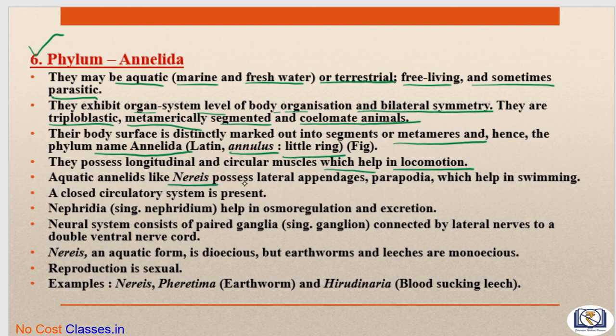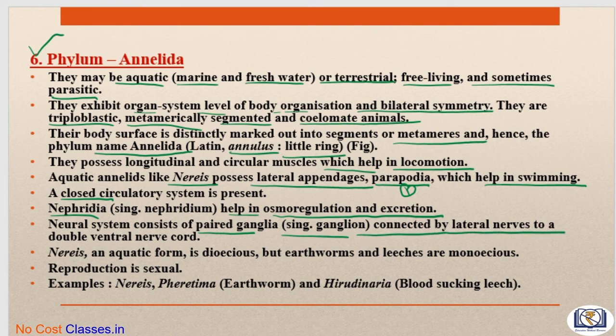Aquatic annelids like Nereis possess lateral appendages. Nereis has lateral appendages, and the name of these appendages is parapodia. A one-mark question I have seen many times in the question paper. Parapodia help in swimming. The circulatory system is closed type. Nephridia help in osmoregulation and excretion. The neural system consists of paired ganglia connected by lateral nerves to a double ventral nerve cord.